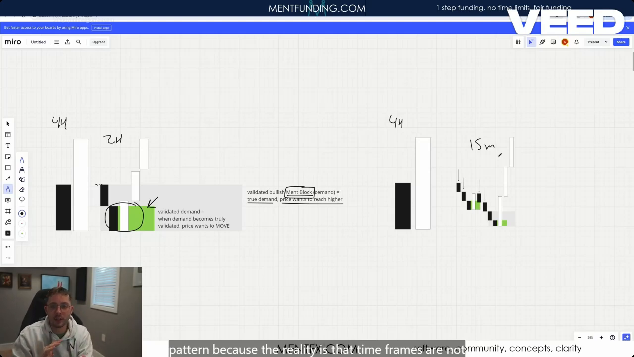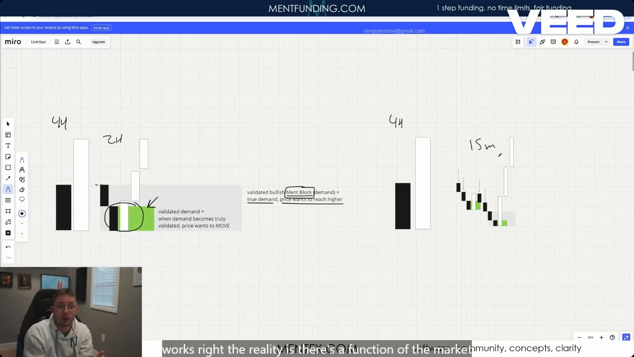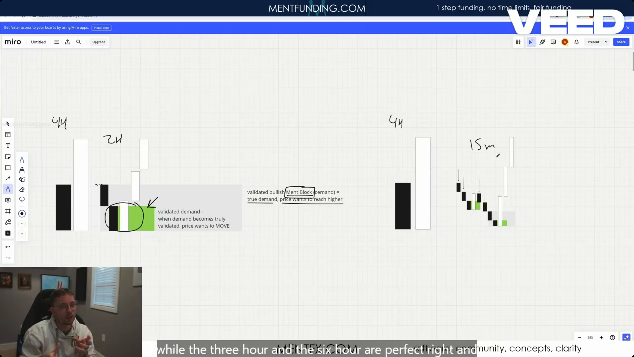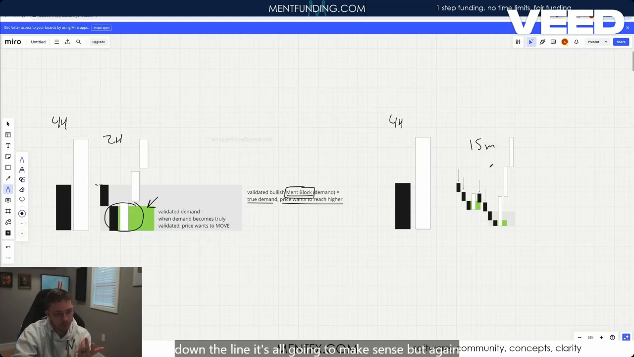Because the reality is that timeframes are not there for some crazy pattern where it has to be perfect on this time frame and this one, and then when you have the crossover. It's just not how it works, right? The reality is there's a function of the market, and the function of the market is how money is entering it. And sometimes the 4 hour is going to be a little bit unclear, while the 3 hour and the 6 hour are perfect, right? And within that, you have a 15-minute that might be somewhat unclear, but a 30-minute is perfect. And that's what the trade becomes based on. We're going to talk about this all down the line. It's all going to make sense, but again, starting points.